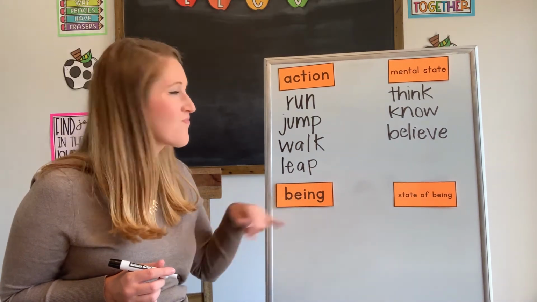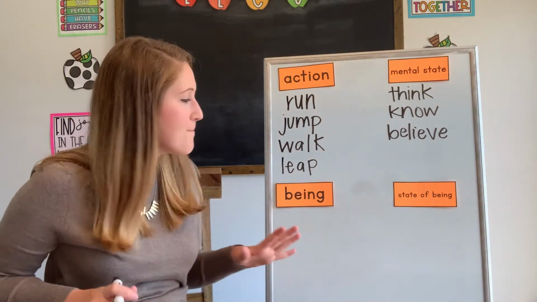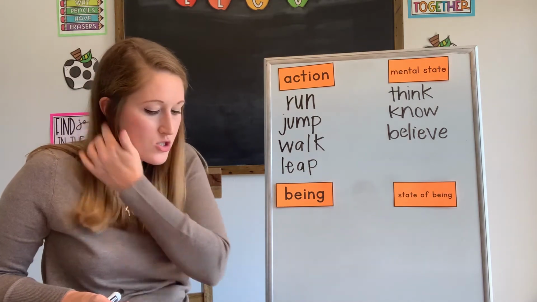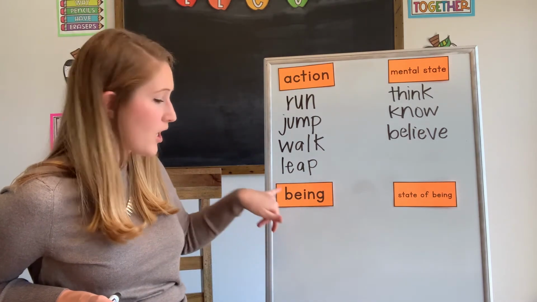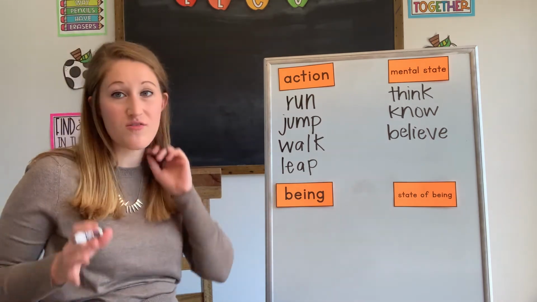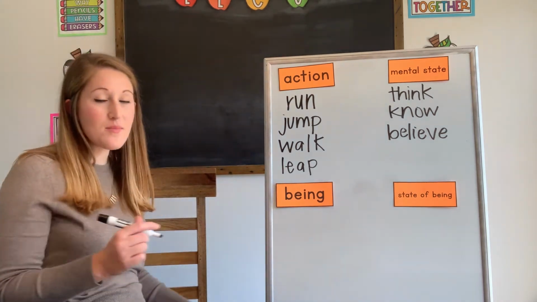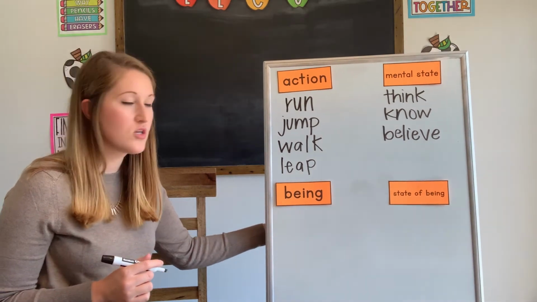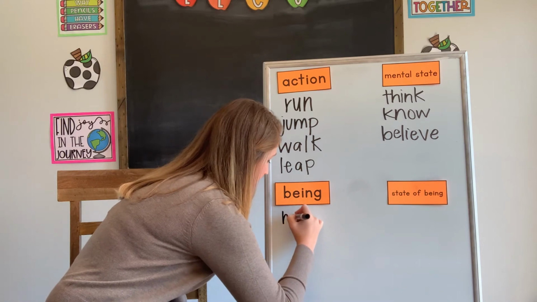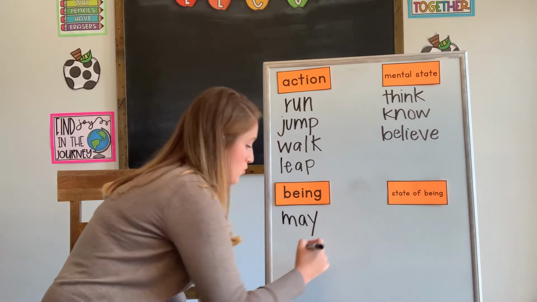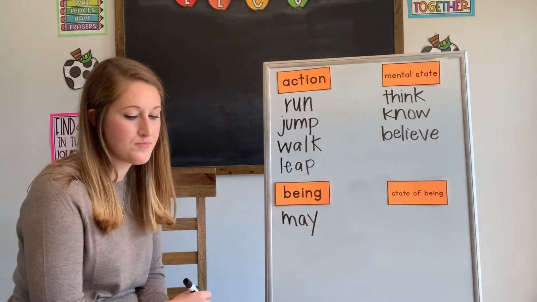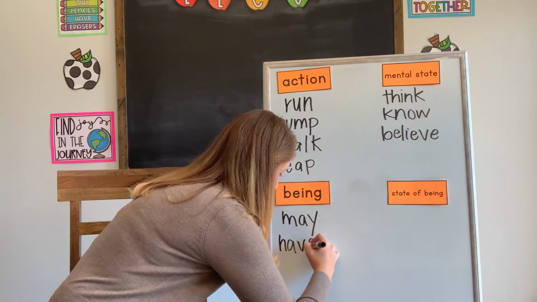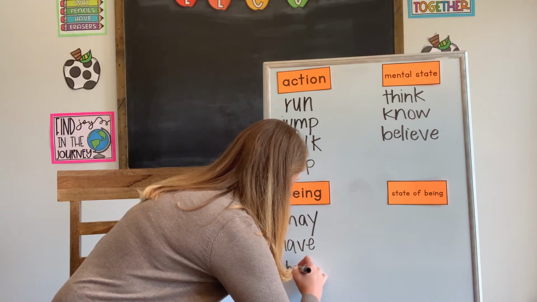Now, being and state of being. Those are kind of tricky ones. All right. So our being. That means things that we're, things that our body's doing, right? So may is an example. We may go to the store, right? Have, should.